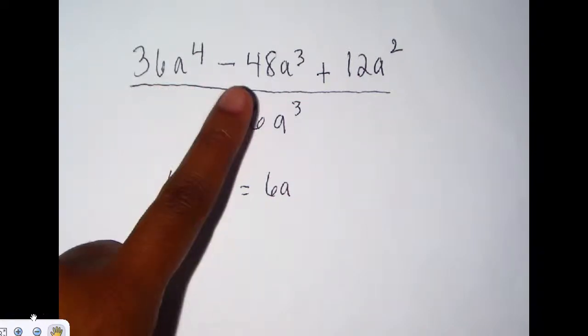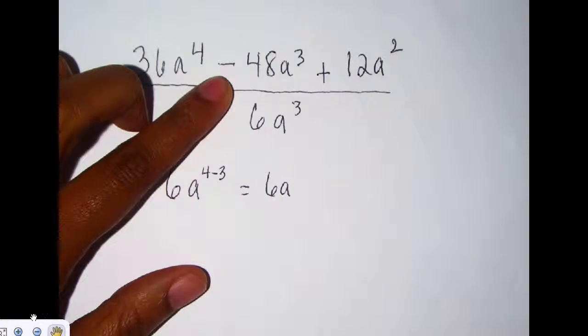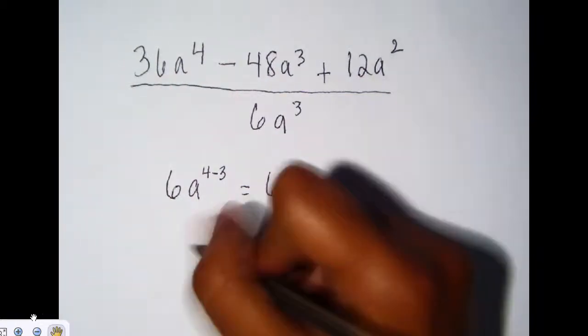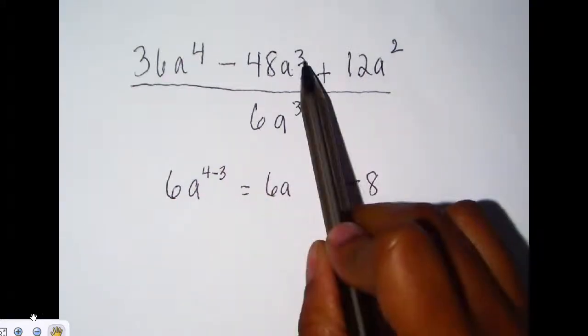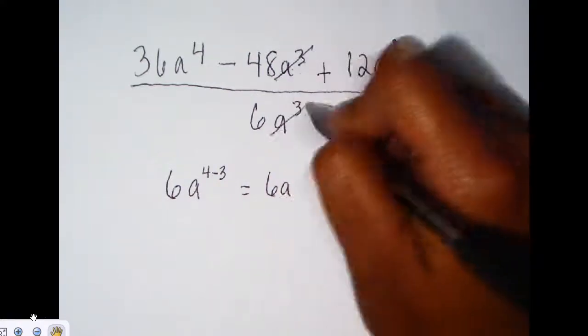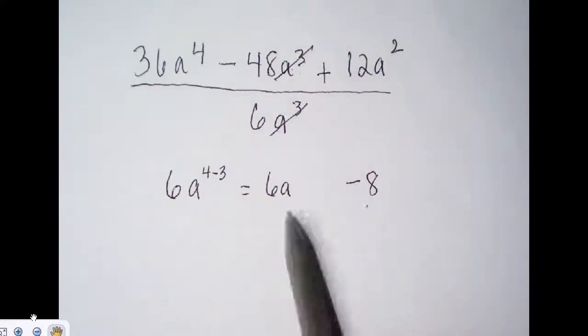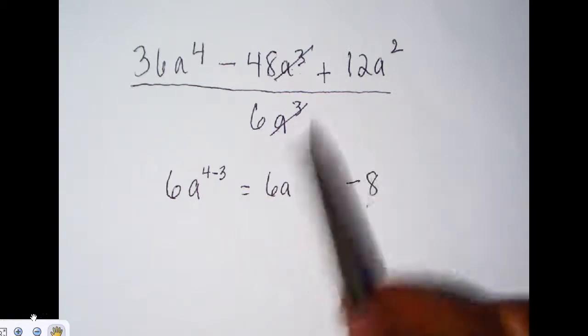So now we move to the next one. So now we're saying 6 divides into negative 48, right? And it divides in there negative 8. So now we have, let me do it right here, negative 8, but we have a to the 3rd being divided by a to the 3rd. So these two are going to cancel out. So we just have negative 8 so far. So we got 6a minus 8. And then, of course, do it again.